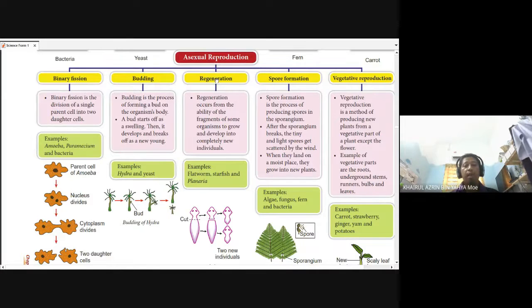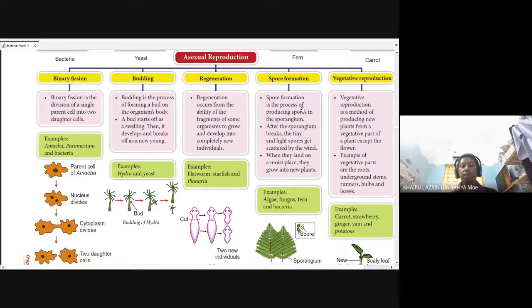Next, we have regeneration. Regeneration occurs from the ability of the fragments of some organisms to grow and develop into completely new individuals. Examples: flatworms, starfish, and planaria. Like this one, this is planaria. When we cut this planaria, it can divide and become two new individuals. And then we have spore formation.